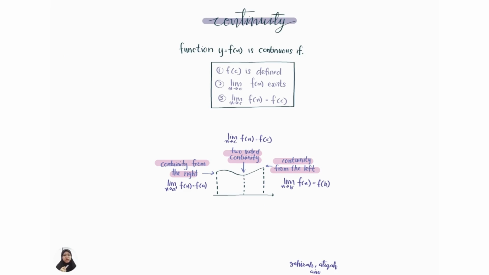Continuity. What is continuity? The function y equals f(x) is continuous if, first, f(c) is defined; second, the limit as x approaches c of f(x) exists; third, the limit as x approaches c of f(x) equals f(c). When the limit as x approaches c of f(x) equals f(c), it is two-sided continuity. When the limit as x approaches b from the left of f(x) equals f(b), it is continuity from the left. And when the limit as x approaches a from the right of f(x) equals f(a), it is continuity from the right.